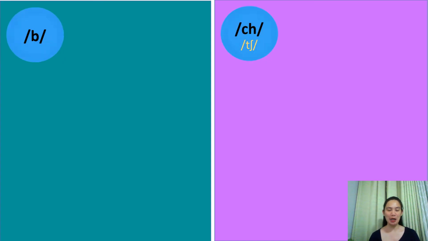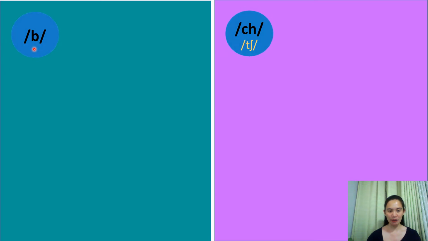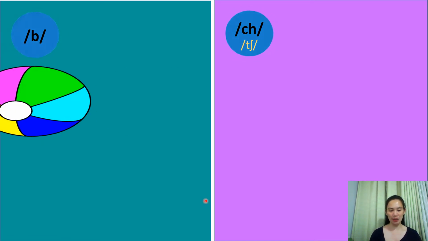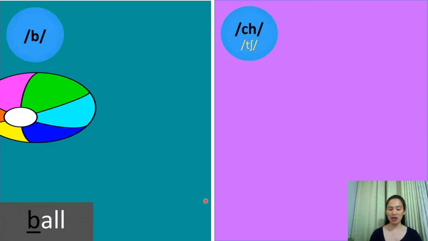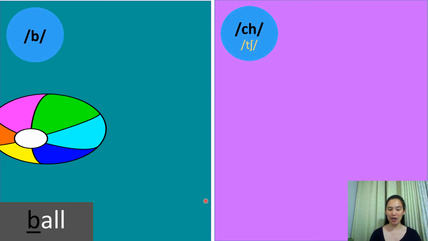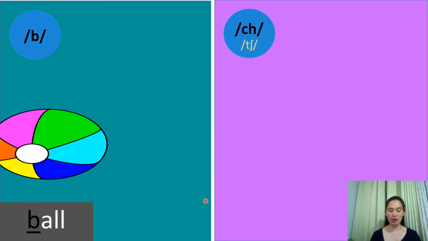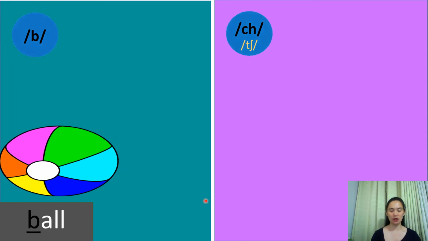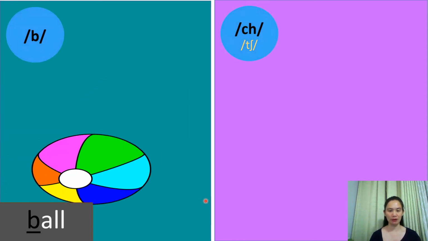The first pronunciation symbols for consonants that we are going to discuss are the symbols that stand for the sound of B and Ch. For the sound of B, the sound can be heard in the word like B, ball. It can also be heard in words with letter B, like in the words beach, book, and bell.